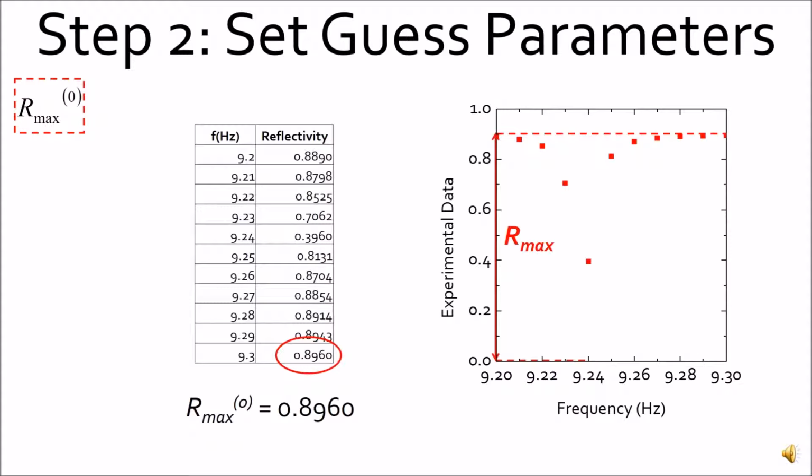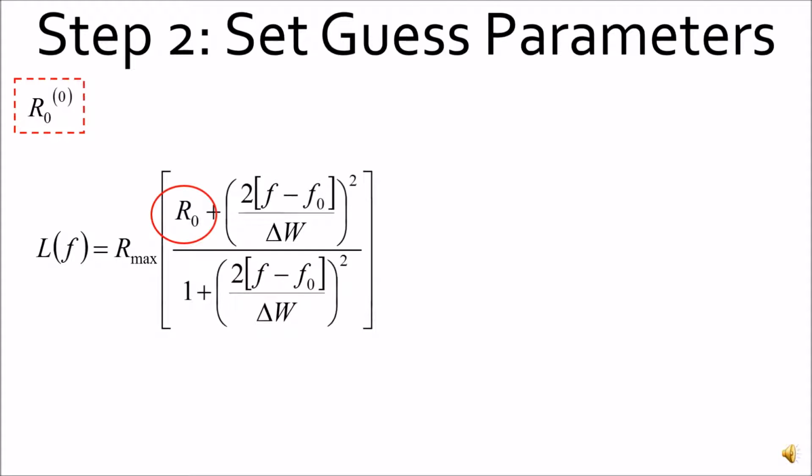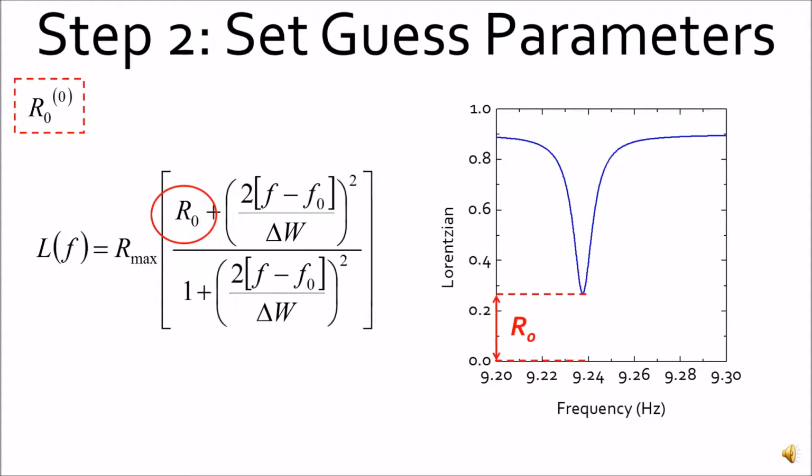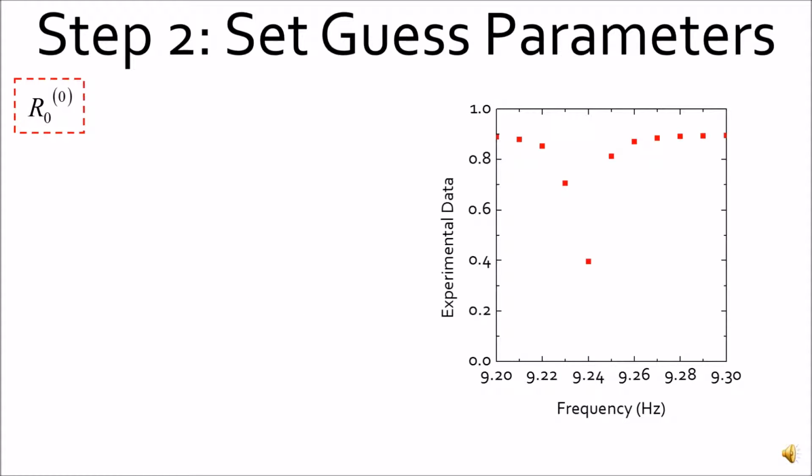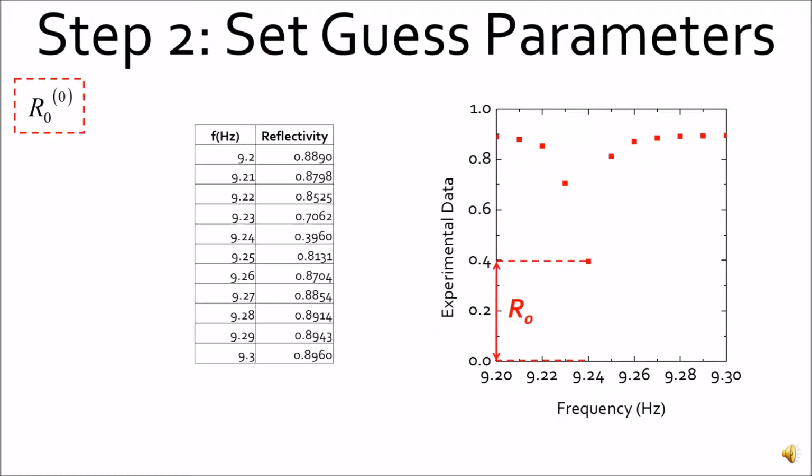Okay, R0, this is the next parameter. And as I said before, this is just basically the minimum value of the Lorentzian line shape. And we see here it's just over 0.3 for this evaluated function. So what would we do for experimental data? Well, the obvious thing, I suppose all you can do is just go through, look at the data and take the minimum. So in our case, we have a minimum at 9.24, and the minimum reflectivity, R0, is approximately 0.4.